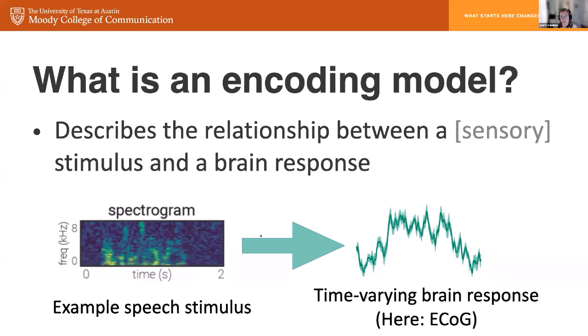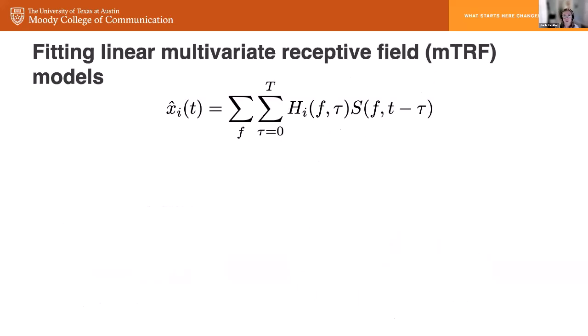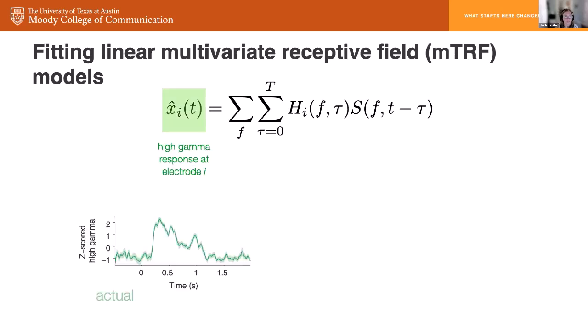Or does it relate to some other aspect of this? So what we can do is we can fit linear multivariate temporal receptive fields. And these are fit using this type of equation. So this is a linear model where we are predicting, for example, some neural data. In this case, I'm going to show you a high gamma response from an intracranial electrode.